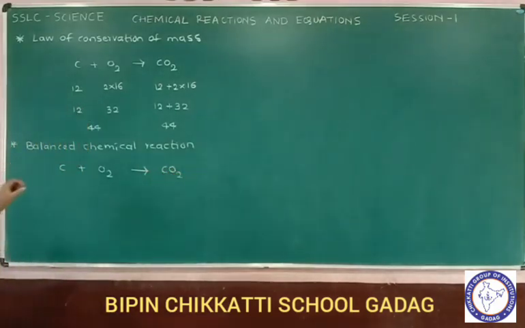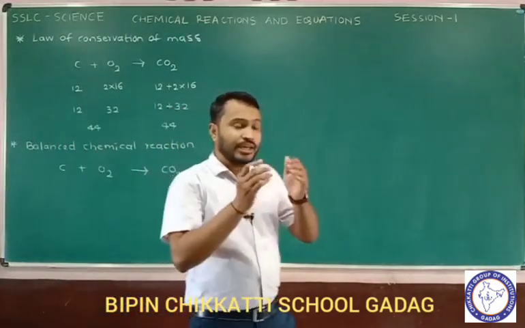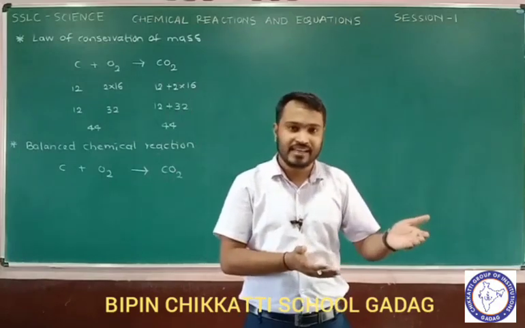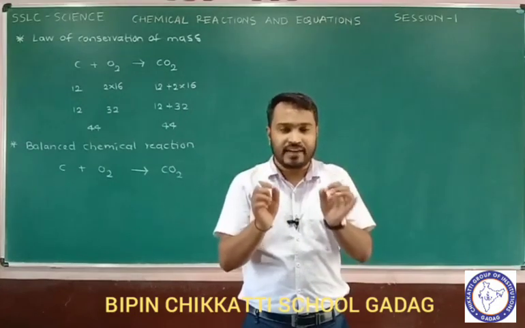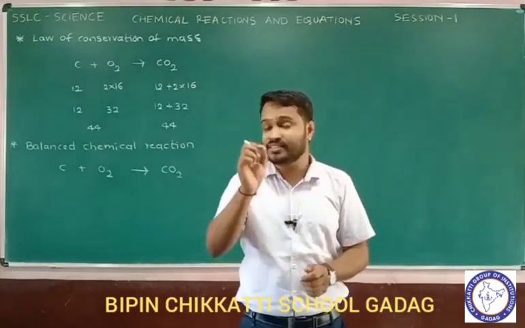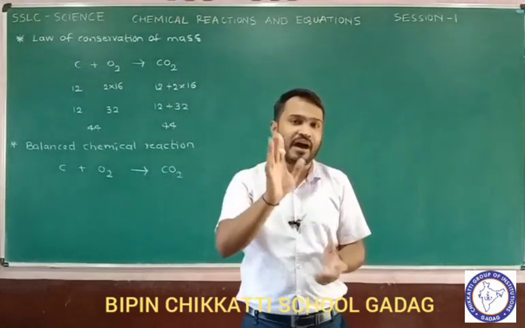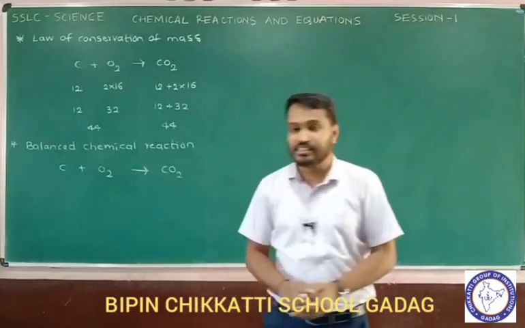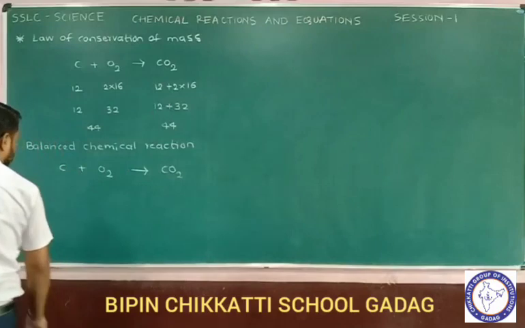So what actually does a balanced chemical equation mean? You have to calculate the number of atoms of an element on the reactant side as well as the product side. If they are the same, we call it a balanced equation. If it is not the same, then we have to balance it. First, let me check whether this reaction is balanced or not, and how to calculate that. We'll see one by one.